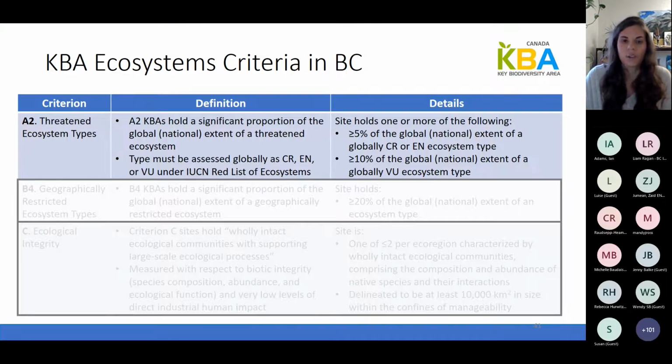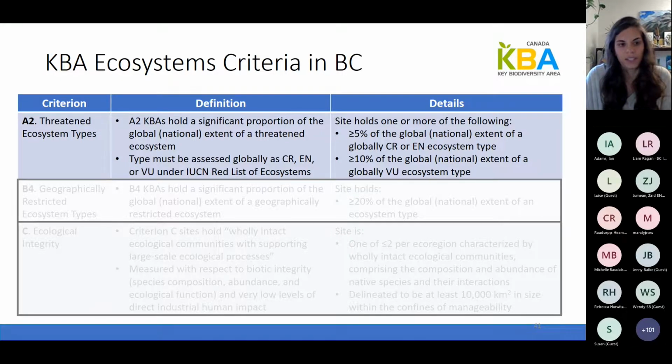In order to qualify as an A2 site, it needs to hold one or more of the following: at least 5% of the global or national extent of a globally critically endangered or endangered ecosystem type, or at least 10% of the global or national extent of a globally vulnerable ecosystem type. So this criterion is all about designating as KBAs the threatened ecosystem types.